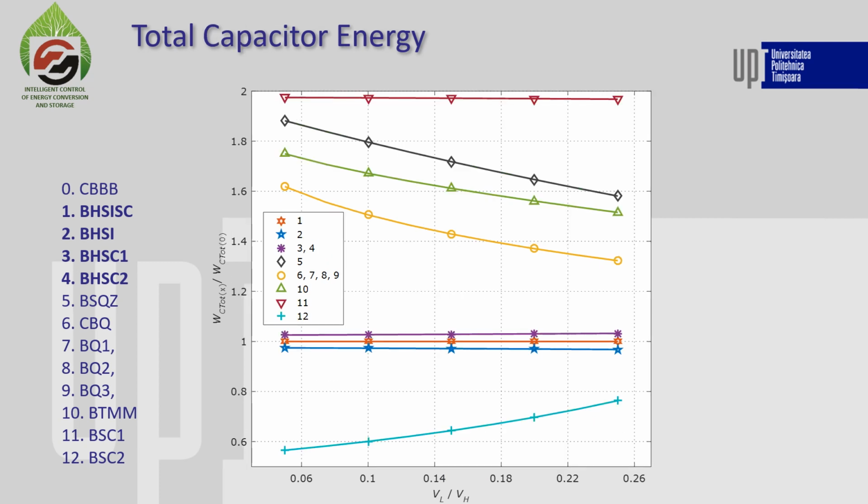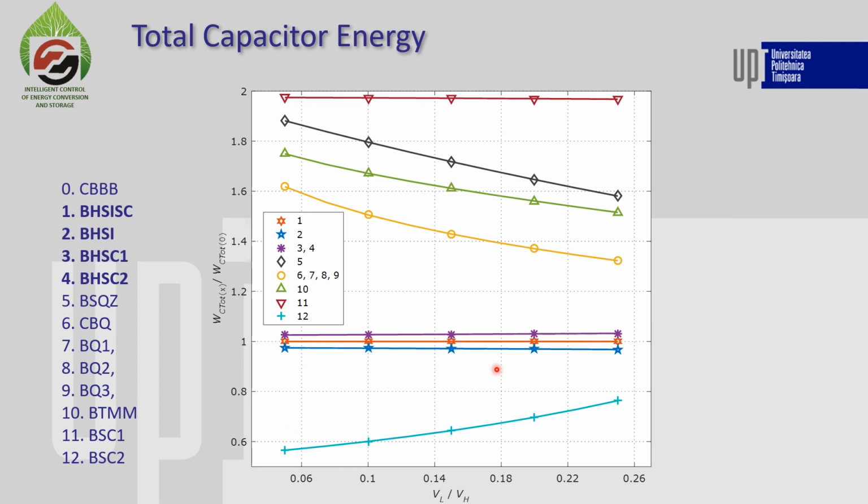The total capacitor energy is represented in the same manner relative to the conventional buck boost converter, as we see here, as a function of the conversion ratio in the buck mode. And we see here that the lowest requirement for capacitors is for the last switched capacitor converter. But again, this does not take into account the current spikes on these capacitors.